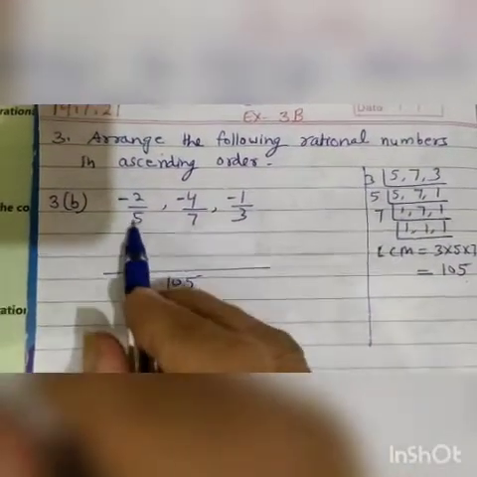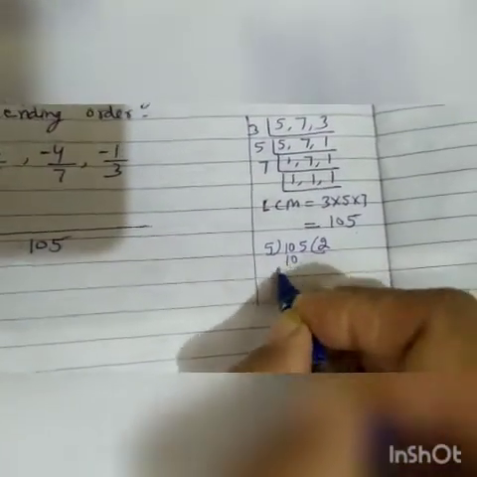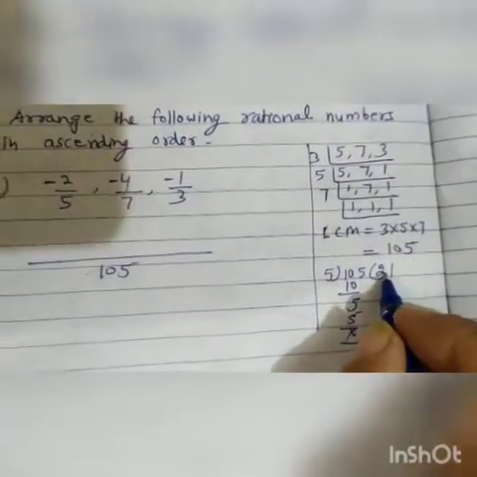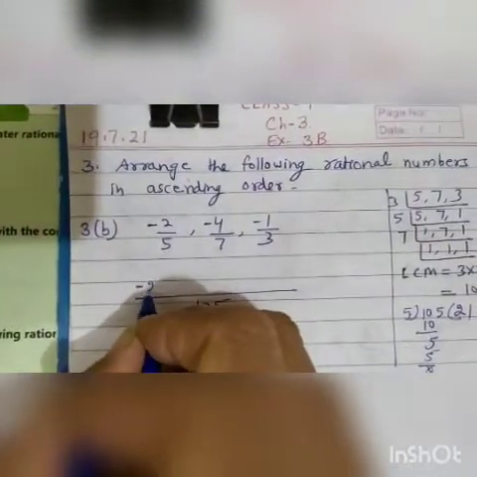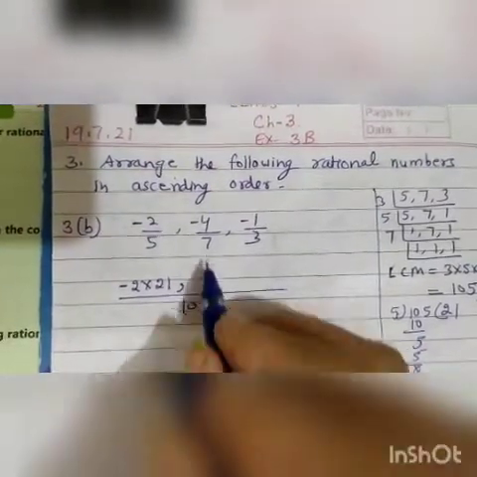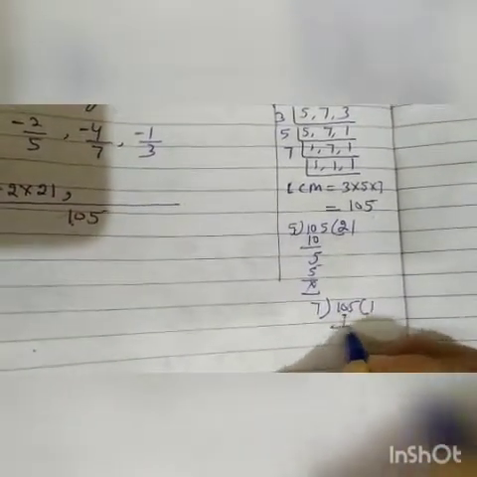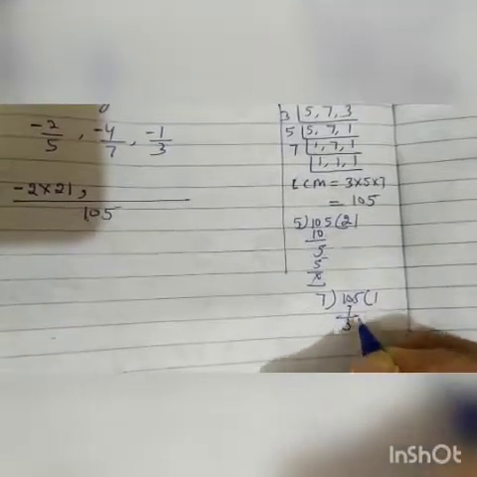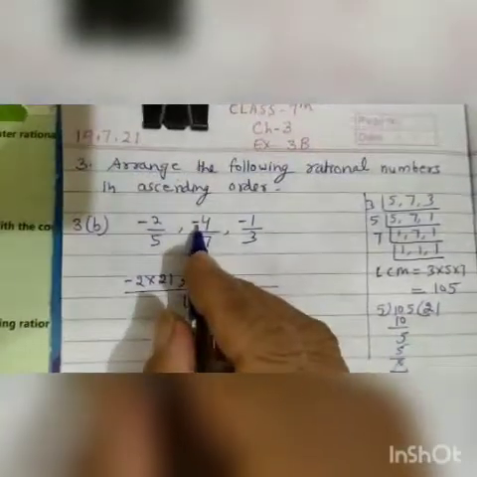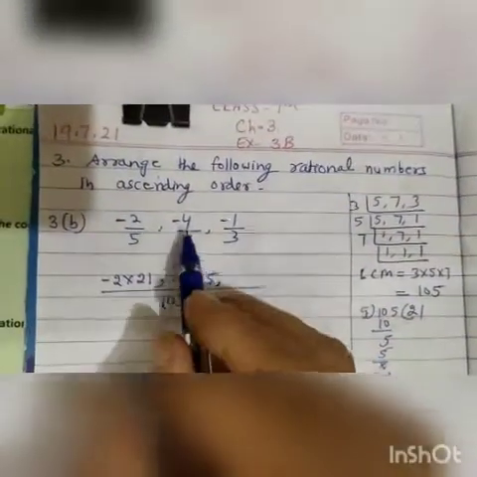Now divide this 105 by this 5. When we divide 105 by 5, we get 21. Now this 21 is multiplied by minus 2. We can write minus 2 multiplied by 21, comma. Now again divide 105 by 7. We get 15. So now minus 4 multiplied by 15. We will multiply this 15 by this minus 4.